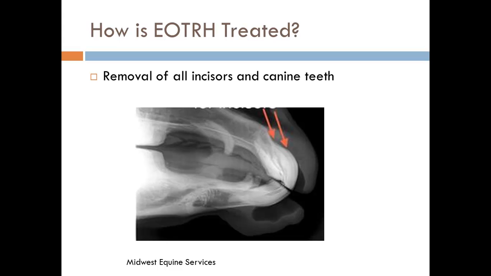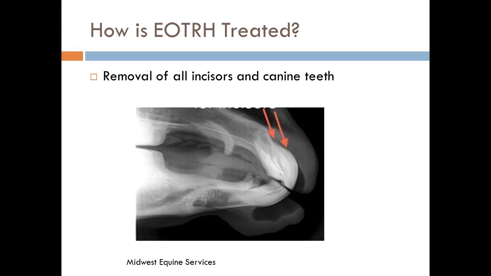The only form of treatment for EOTRH is the extraction of all affected teeth, which can be kind of shocking to tell an owner, that you are going to remove all of their horse's front teeth. Most commonly, all top and all bottom teeth are extracted. This does not impede the horse's ability to eat or be ridden in the future. This topic will be discussed more later.